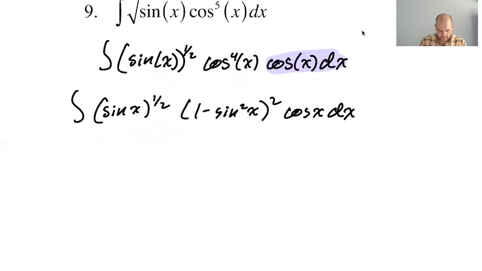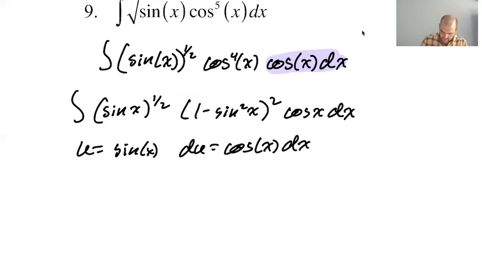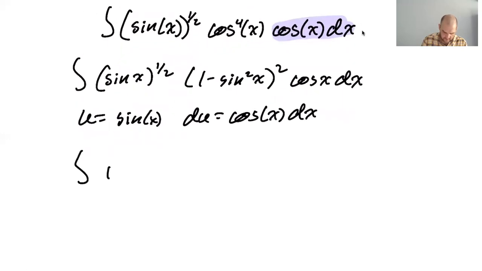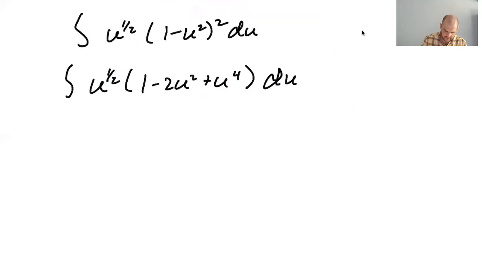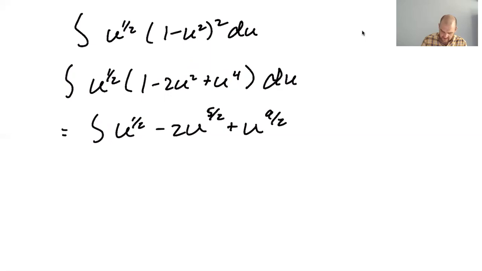Okay, so here we go. U is equal to sine of x. Du is therefore cosine of x dx, and we're good to go. So this will be u to the 1/2 quantity 1 minus u squared squared du. So we're gonna get a lot of rational exponents, but that's not that bad. U to the 1/2 times 1 minus 2u squared plus u to the 4th du equals u to the 1/2 minus 2u to the 5/2 plus u to the 9/2 du.